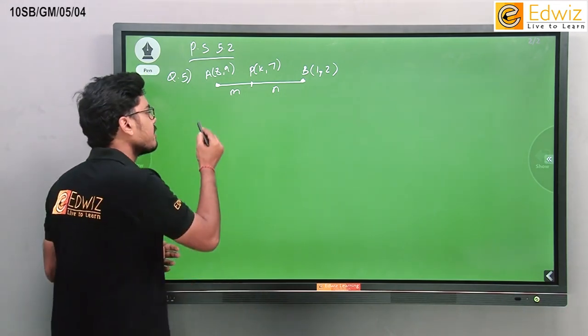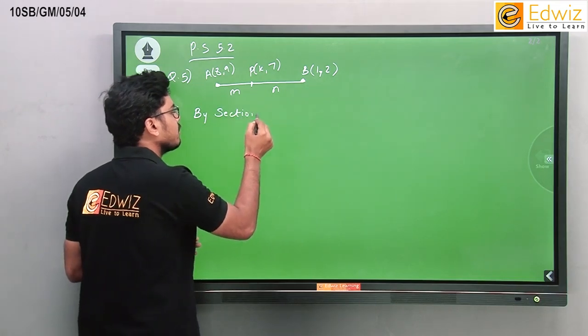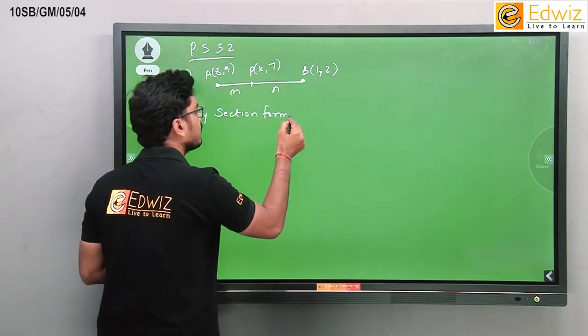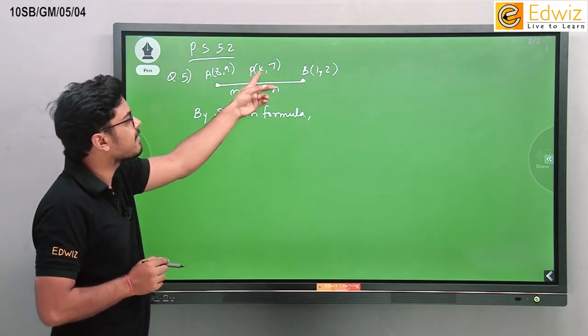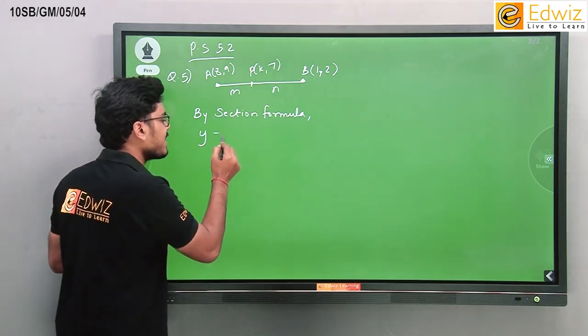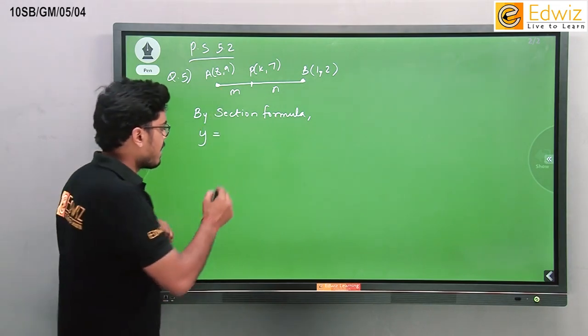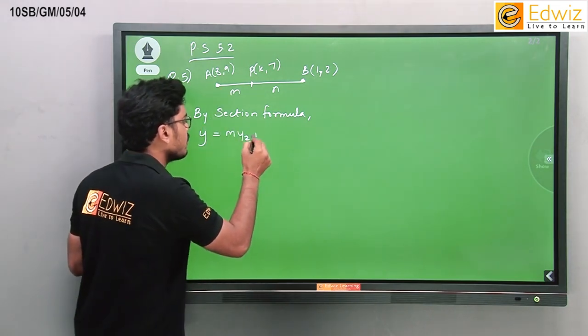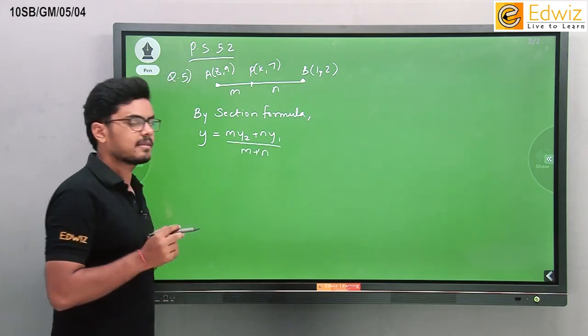So for y, what is the section formula? By the section formula, usually we start with x in the section formula, but here the value of x is not known, so we will start with y. The coordinate y of the point is equal to (m y2 plus n y1) upon (m plus n). Correct? This is the formula.